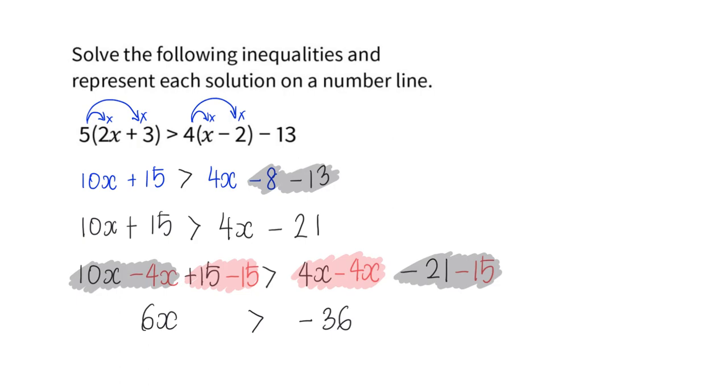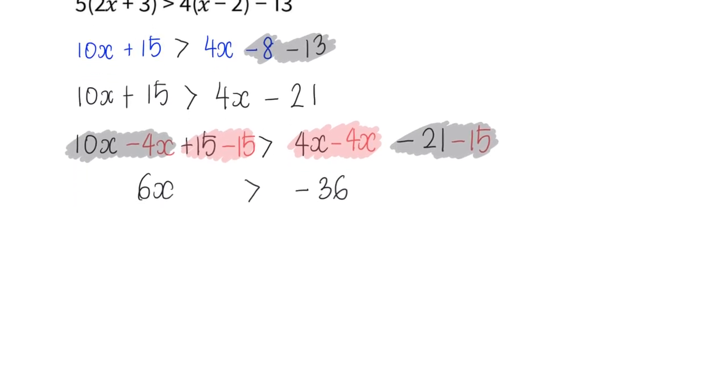And from here, then all we have to do is to divide by 6 on both sides because I would want my final answer to be equals to 1x is bigger than what number? In this case, negative 6. Because it is a positive 6, I do not change the inequality sign.